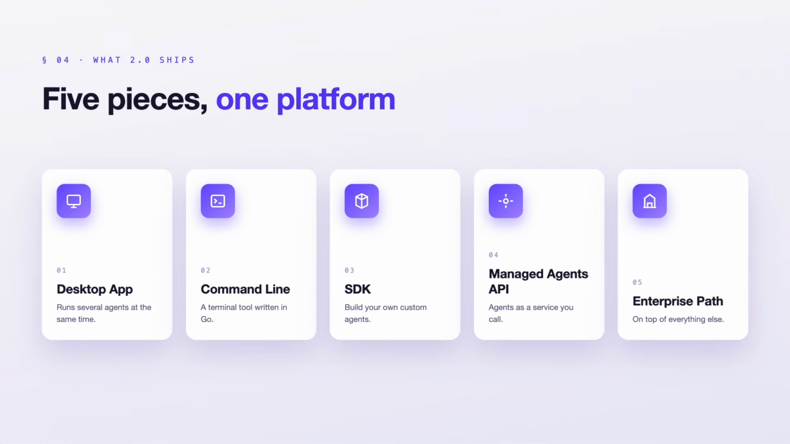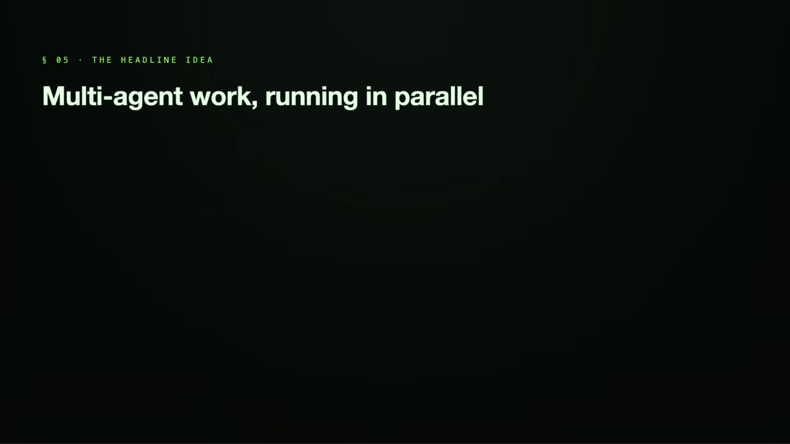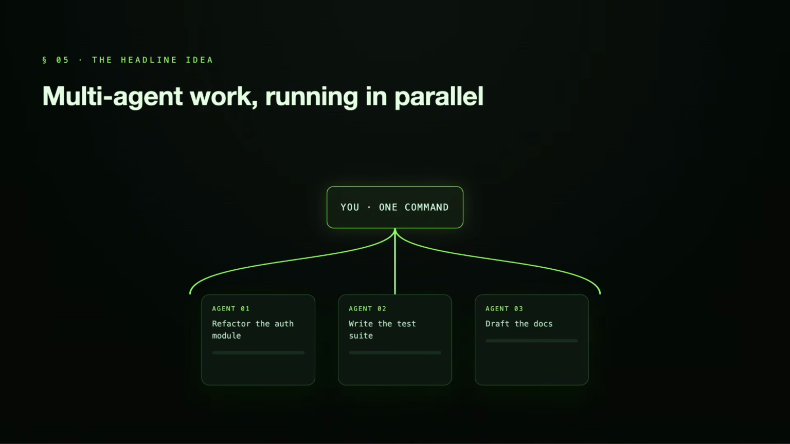The headline idea behind 2.0 is multi-agent work. Instead of one agent doing one thing while you wait, you can fire off a few of them in parallel. Hand each one a different task and let them grind in the background while you do something else.